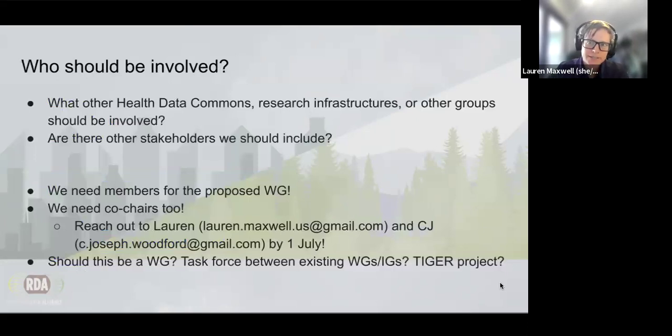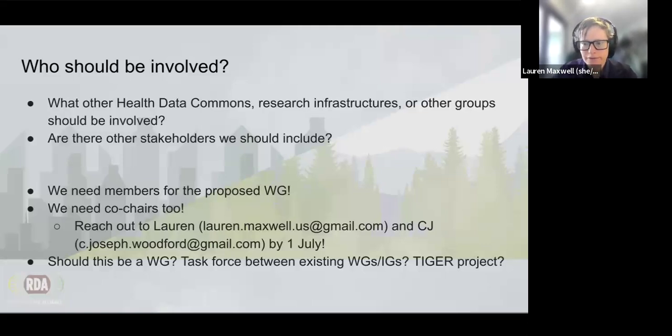So what we'd like to hear from folks is, who else should be involved here? We're interested in involving folks from the FAIR data space, so working on FAIR metadata, working on standards implementation, specifically in the health data space. We'd like to really involve the folks who are working on health data commons, so building health data commons or making implementation decisions. And then there are many, many other stakeholders that we could try to engage here. So we're wondering if you have any thoughts on who we should engage.